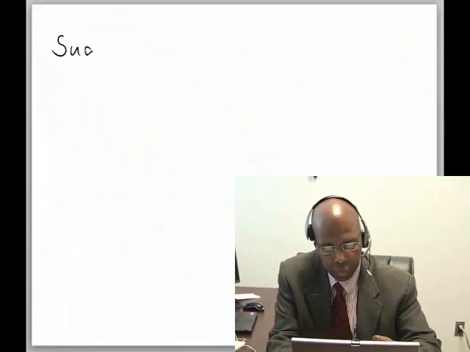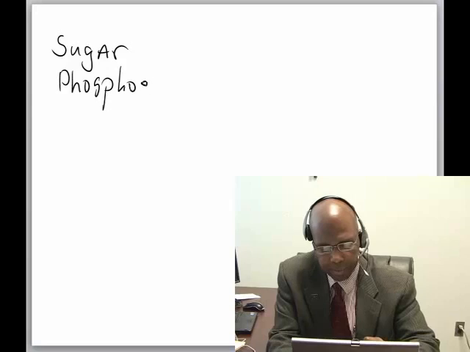The last sugar derivative that we will explore in this lecture will be our sugar phosphoesters. And we're just going to look at 3 common examples of our sugar phosphoesters.